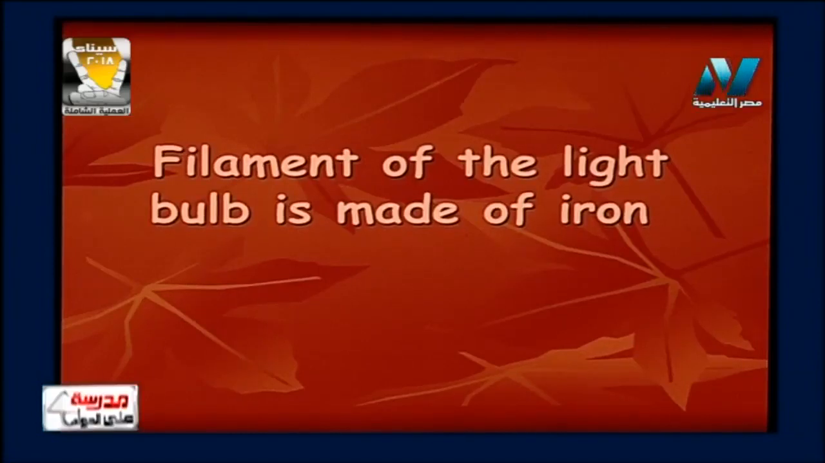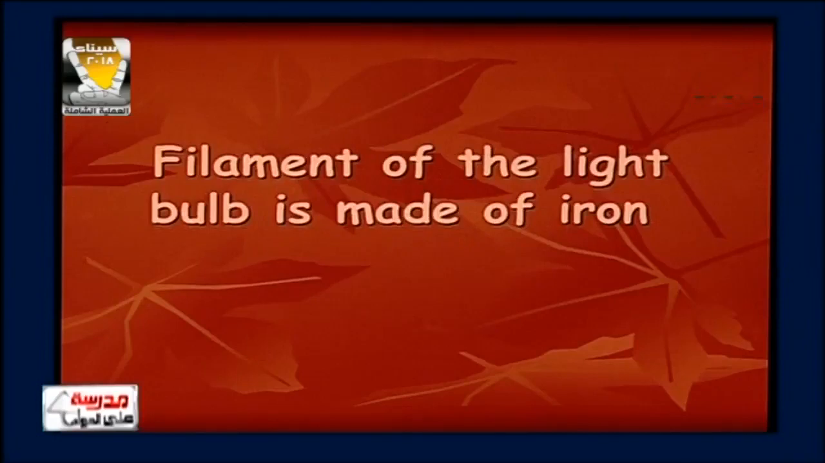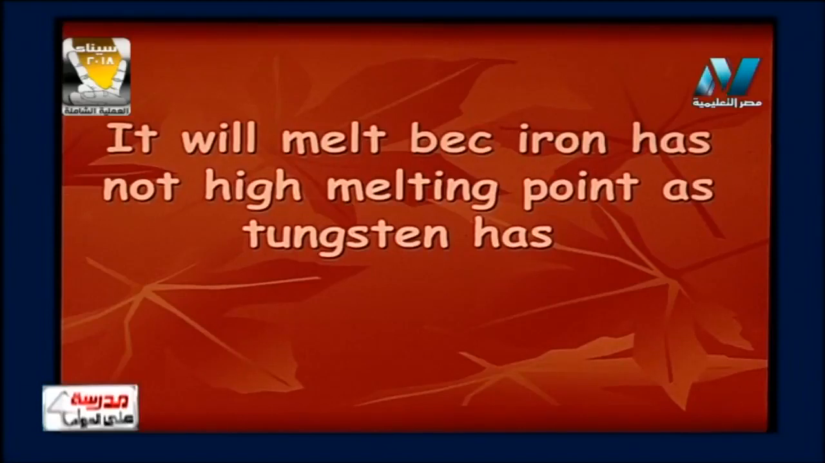Of course, this is impossible. If the filament were made of iron, the iron doesn't have a high melting point like tungsten, so it will melt, because iron has not high melting point as tungsten has. Again, it will melt, it will burn or melt immediately, because iron doesn't have a high melting point like tungsten. Again, what happens if the filament of the light bulb is made of iron? The iron will melt because iron has not high melting point as tungsten has.